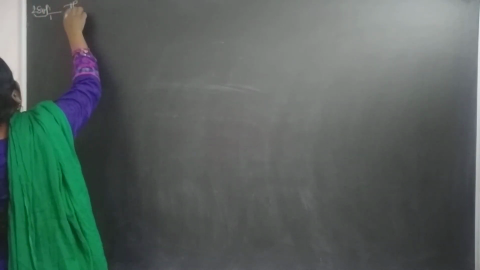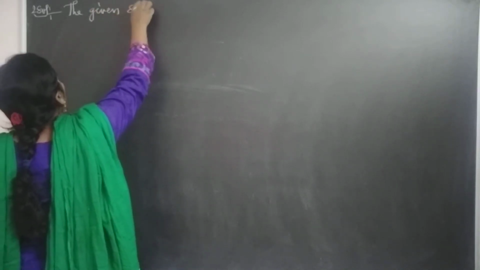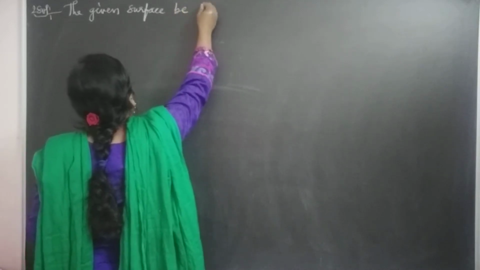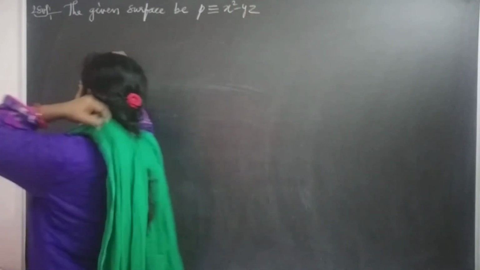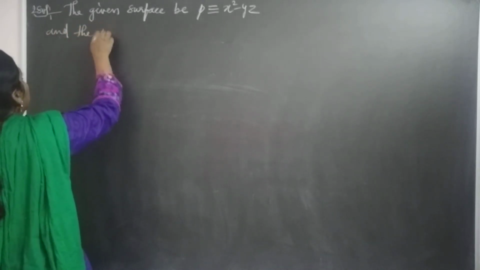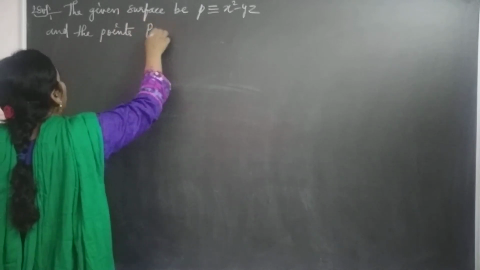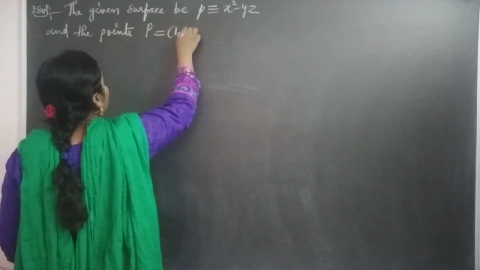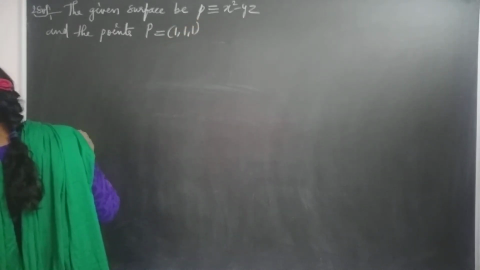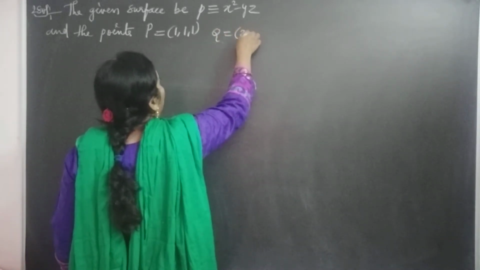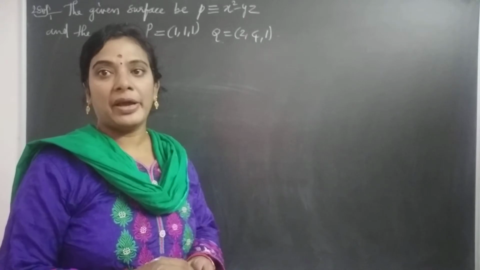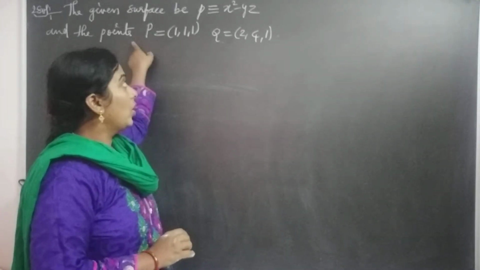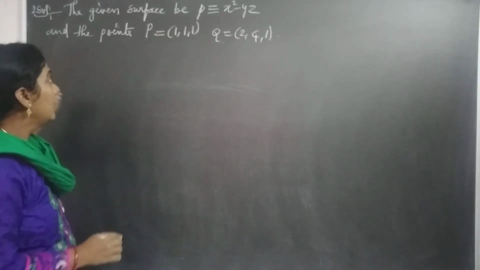The given surface is, second solution, the given surface pi is equal to x square minus yz, and the points P equal to 1 1 1, Q equal to 2 4 1. In the second case, we have one surface, let it be the pi surface, that is a pi scalar, and 2 points, let them be P and Q. Okay.